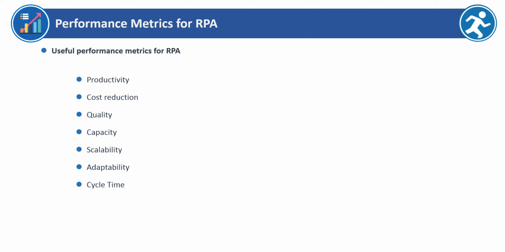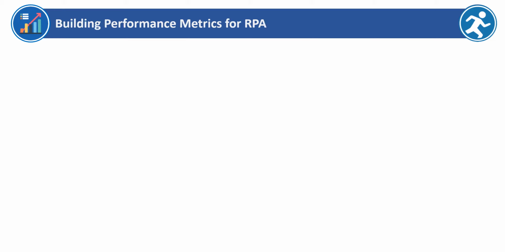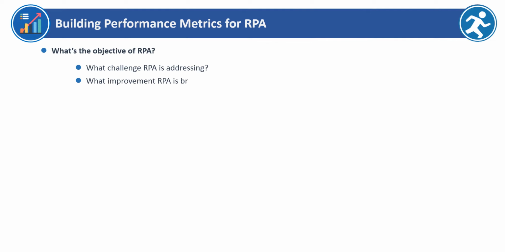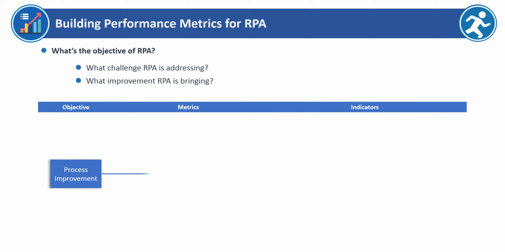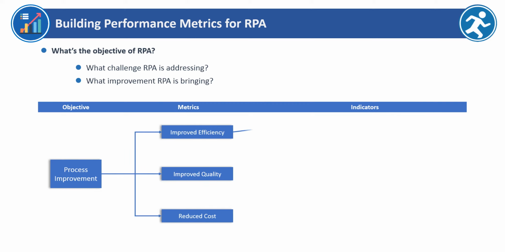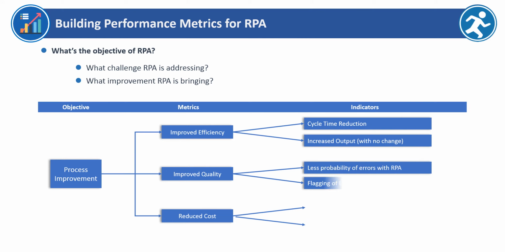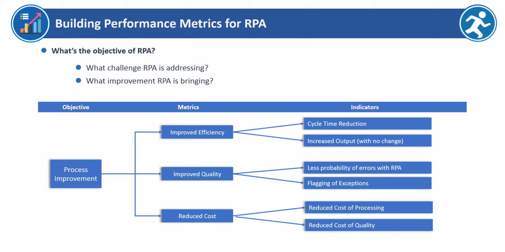Now let's look into building these performance metrics for RPA. To build the performance metrics, it is important to answer what is the objective of RPA, what challenges the RPA is addressing, what improvement the RPA is bringing. There may not be one set prescribed for all RPAs, but the metrics have to be derived from the objective they are addressing.